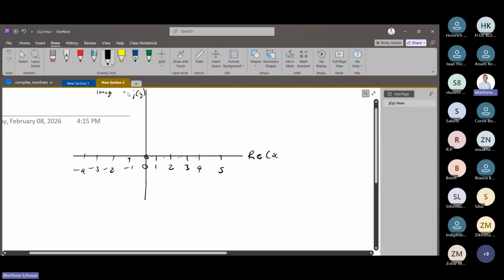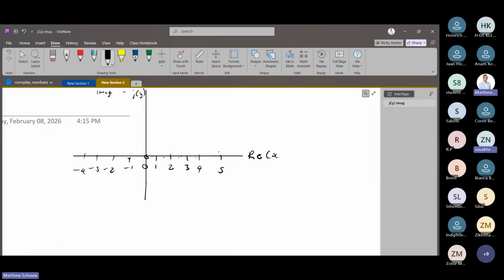So when you plot a complex number, and someone just mute him, mic, please, man. Or should I mute it for you? What is that?